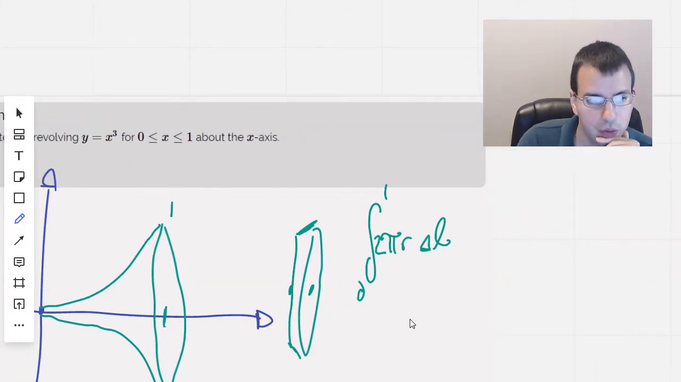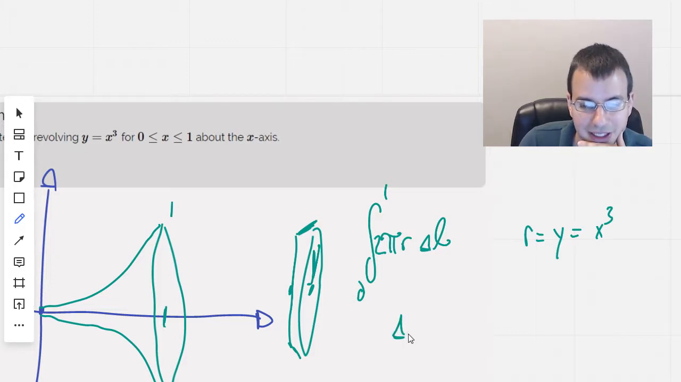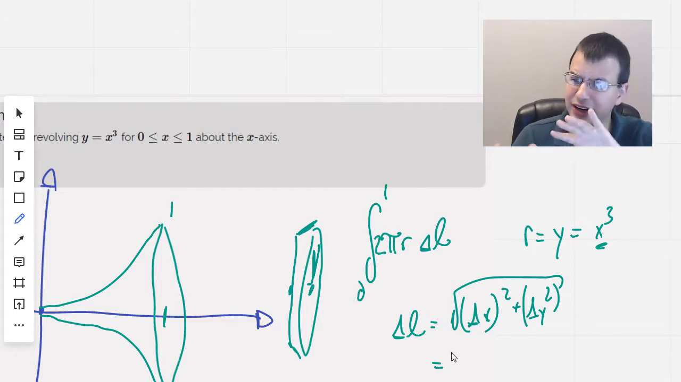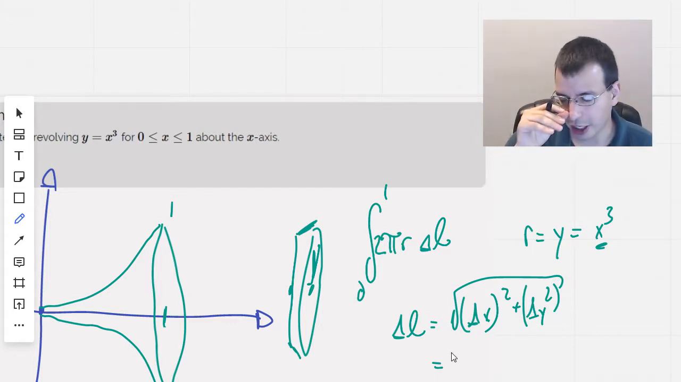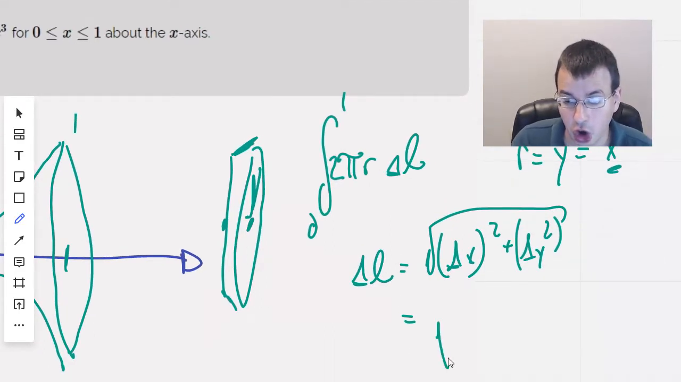Okay, so now we know that r is going to be y, because this is the y value right here, which is going to be x cubed. So we got that. Now we need dl, and since we found radius in terms of x, we're going to want to find the arc length in terms of x as well. So dx squared plus dy squared, square rooted. We factor out the delta x, and then simplify, rearrange things a little bit, and we get the arc length formula.